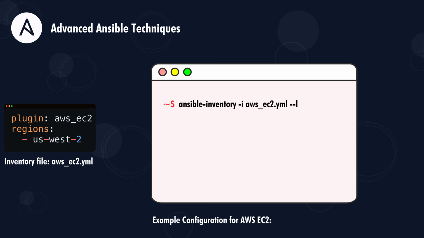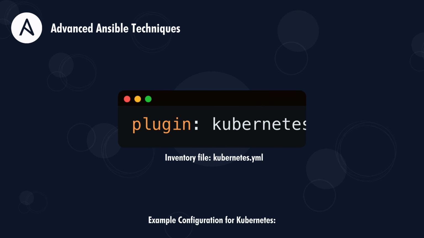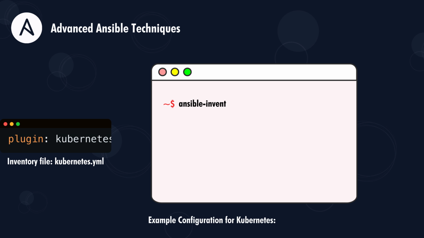And custom modules, you can write your own in Python to extend Ansible's functionality. You can use Kubernetes plugin to manage the Kubernetes pods and nodes from the YAML playbook. Run ansible-inventory -i kubernetes.yml --list to list all the available hosts in the inventory.